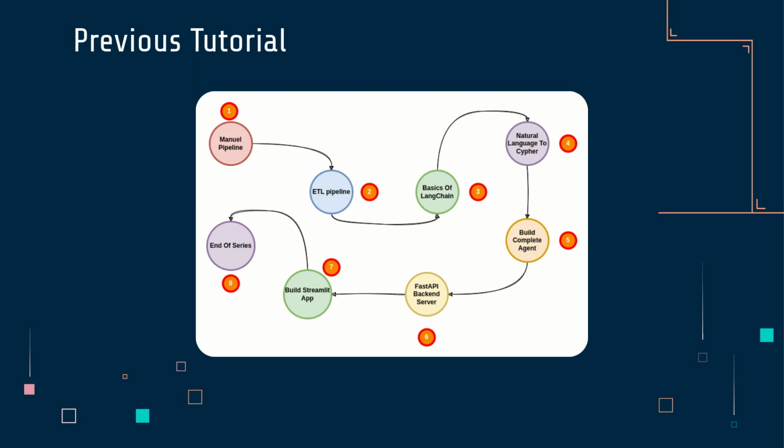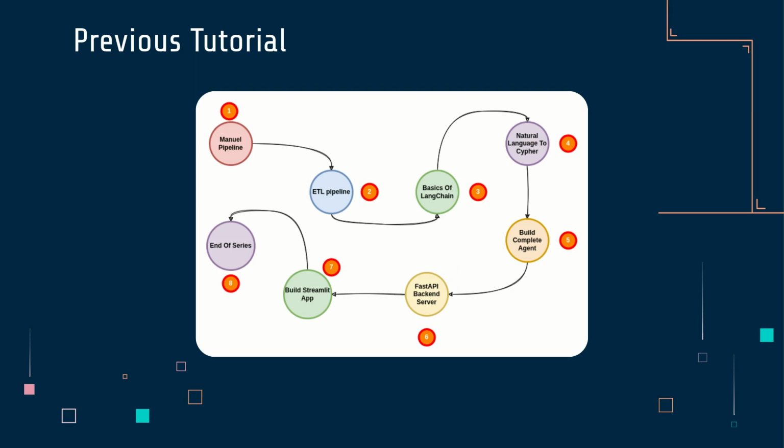And then we went ahead and built an ETL pipeline. And then we learned the basics of LangChain, which is going to be the LLM orchestration framework that is going to help us build our RAG system on top of our graph. And from there, now we are in video number 4, where we're going to learn how to convert natural language into Cypher code.